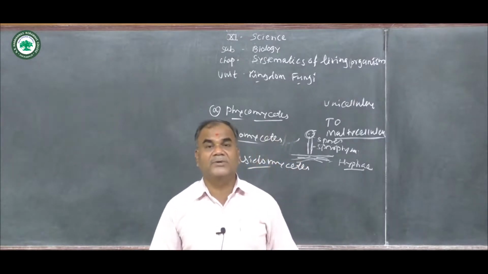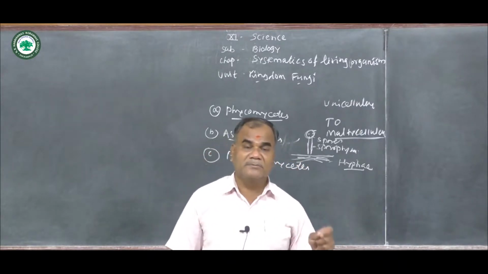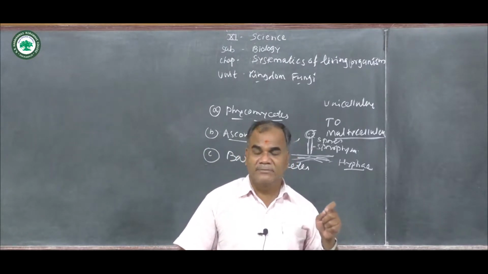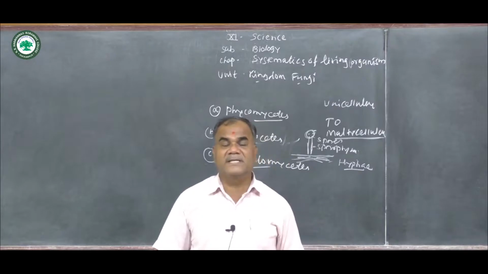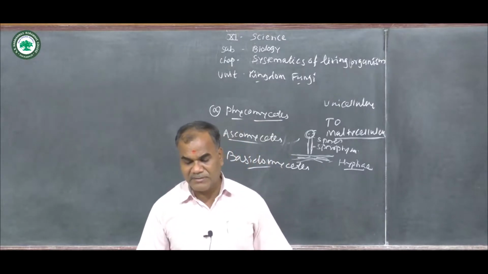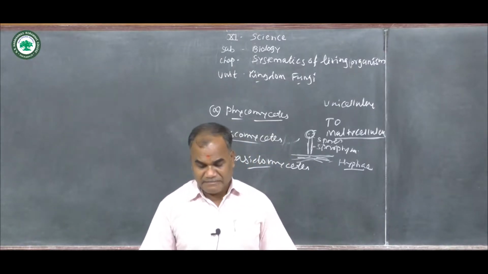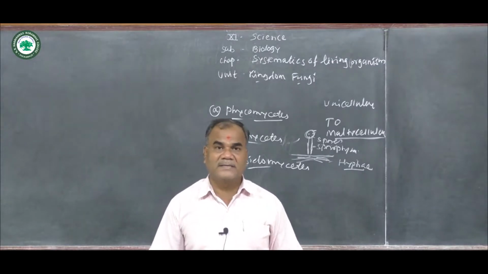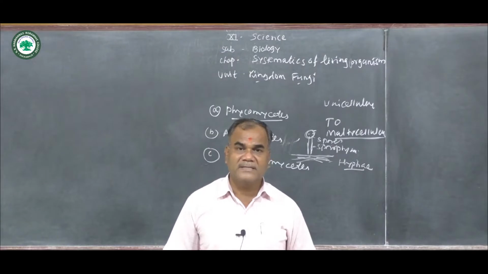Then Ustilago causes smut disease, with the best examples being jowar, bajra and sugar cane. Then Puccinia causes rust diseases. These are not useful or edible, but harmful to plants as well as animals.